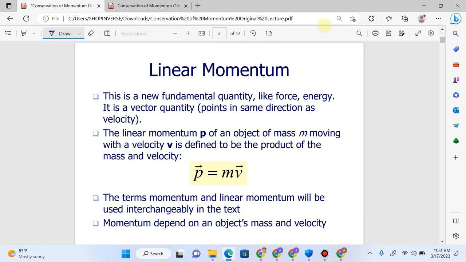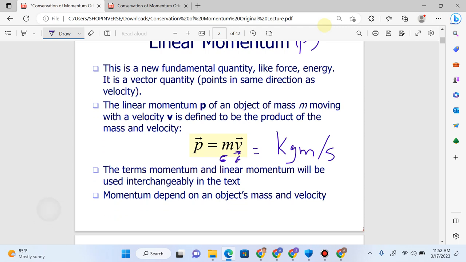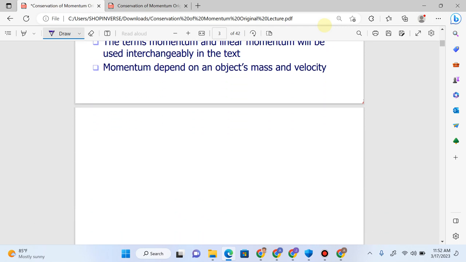What is linear momentum? Linear momentum is represented with the symbol P. It is the product of the mass and the velocity of a body, okay? Mass multiplied by velocity. And what is the SI unit of linear momentum? Remember that the SI unit of mass is kilogram and the SI unit of speed is meters per second. Hence, the SI unit of linear momentum is kilogram meters per second.